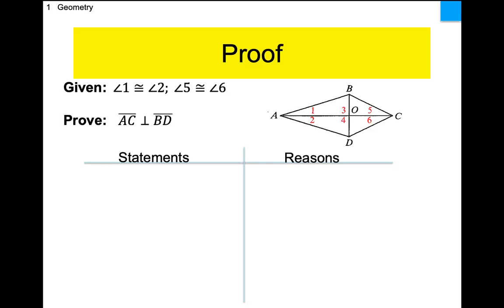So immediately I'm going to look at AC and BD. That's the plus symbol in the middle, right? It says that you've got to prove they're perpendicular. Well, there's only one way of showing that something's perpendicular. There's only one. How do you show that something's perpendicular? Vertical angles may or may not be perpendicular. There's only one way to show that.